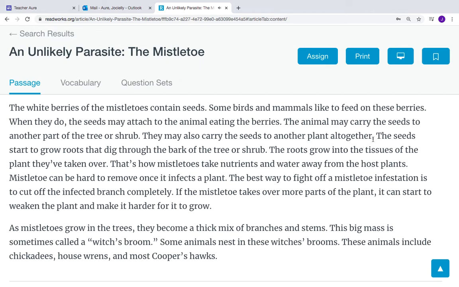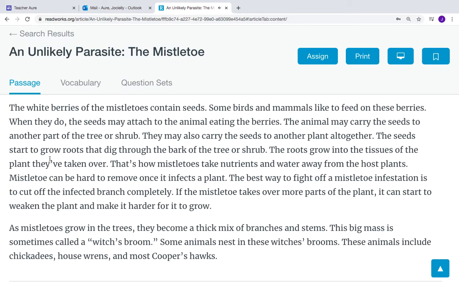Even though in the previous paragraph it said that the mistletoe plant is poisonous, I guess it's not poisonous to birds and other mammals. It's probably just poisonous to people. But one thing that the author pointed out is that the animals who eat these seeds can carry the seeds to different parts of the plants, or different plants altogether. So let's see how that could be an issue.